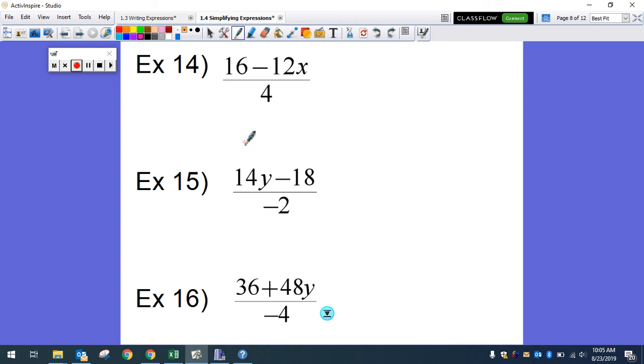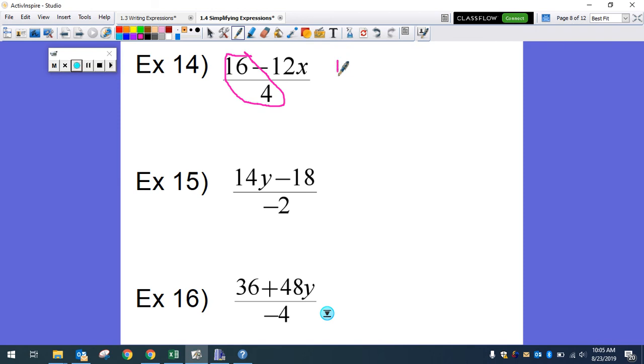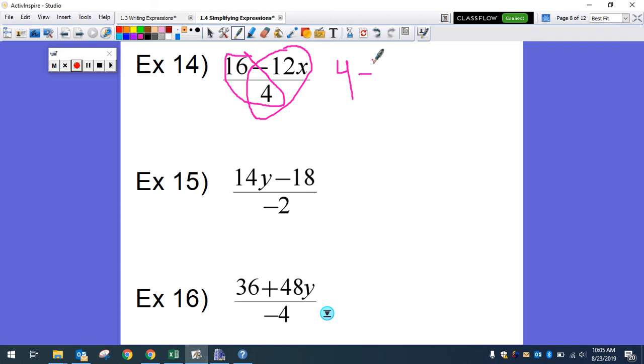All right, and the last thing we're going to cover here is how to do problems like this with division. It's really easy. You're just going to divide each one. So I'm going to start right here by doing this division. 16 divided by 4 is 4. So I'm going to put my 4. Now I'm going to divide these. This is really a negative 12. So now I'm going to do negative 12 divided by 4. And I got negative 3. So I'm going to put minus 3. And then that 12 had an x, so I also have to bring that x down with that 3.